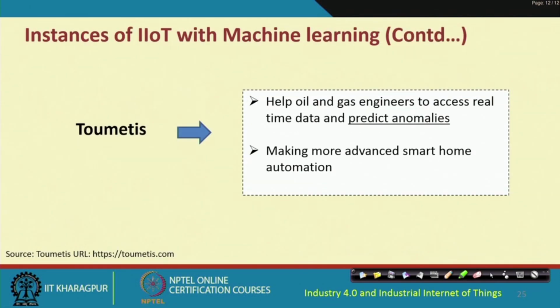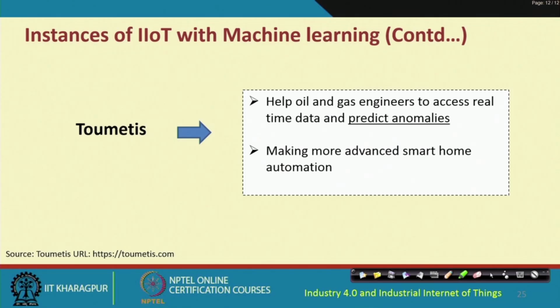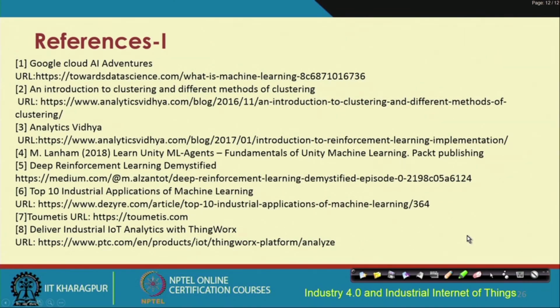Another company, Tumetis, is in the oil and gas space. They help the oil and gas engineers to access real-time data and predict anomalies. So, these are some examples of the use of machine learning, and often machine learning combined with IIoT. This is where machine learning combined with IIoT can be useful in different industrial settings.